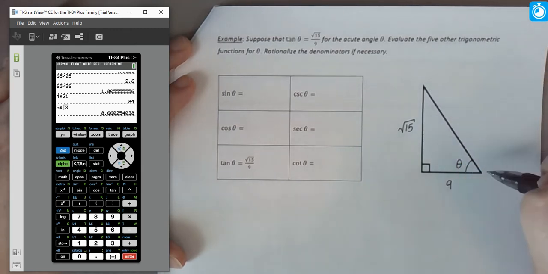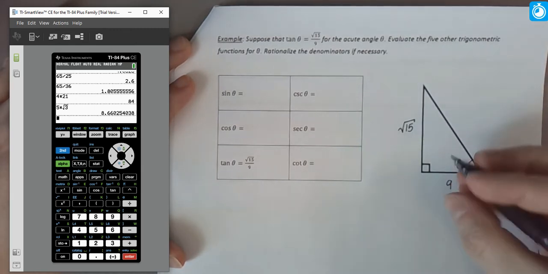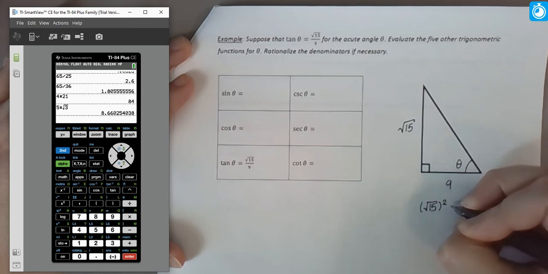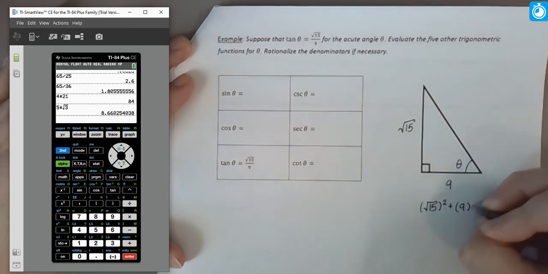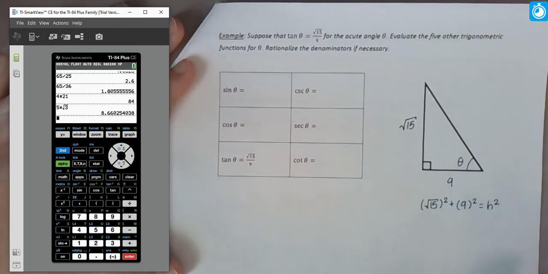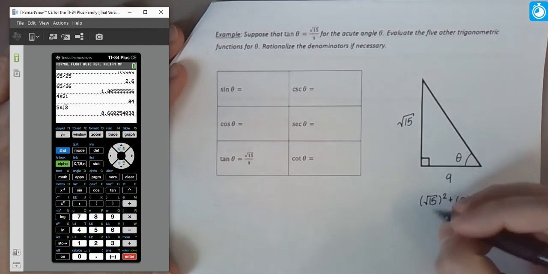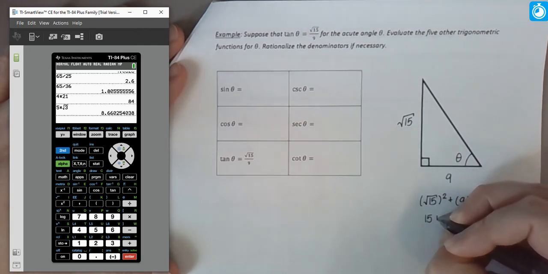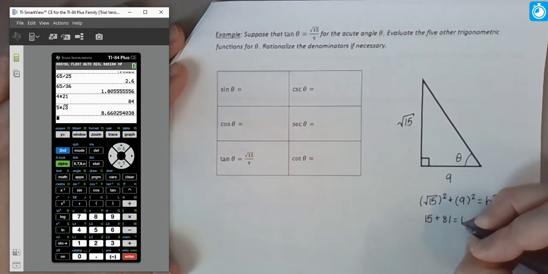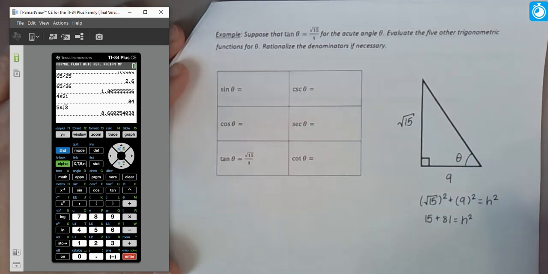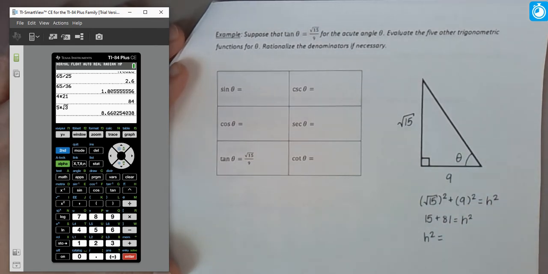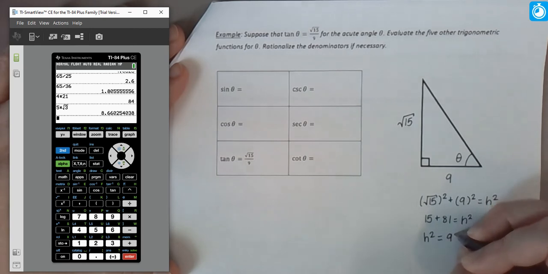And so we need our hypotenuse length. So that means root 15 squared plus 9 squared is equal to our hypotenuse squared. Now when we square root 15, that just rationalizes it. And then 9 squared is going to be 81. And that's equal to our hypotenuse squared. So hypotenuse squared is equal to 15 plus 81, which is going to be 96.